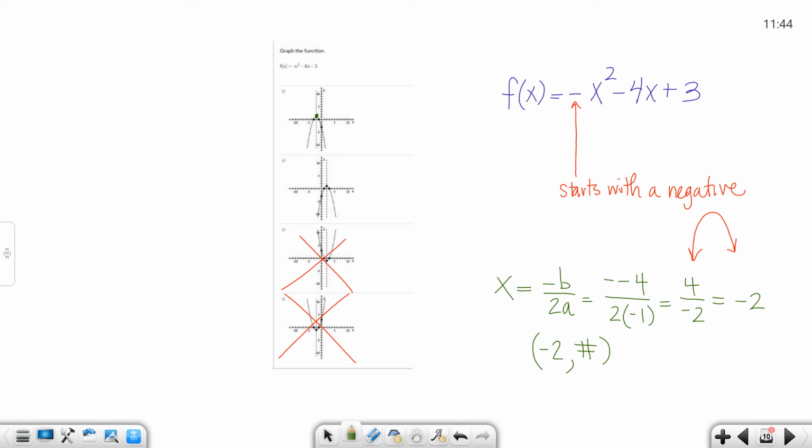This vertex here at the top, that's at negative 2. This vertex here, that's at positive 2. So the top parabola is your answer.